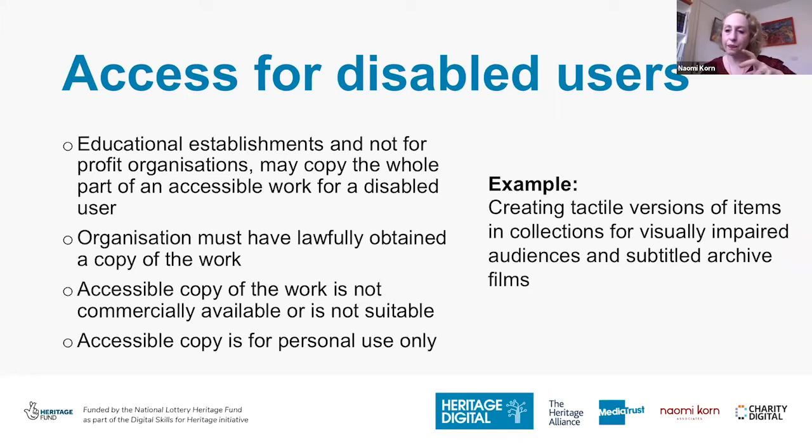Now, the bit here to be aware of is that if the accessible version that perhaps a user or visitor needs for accessing your collection item is available commercially, that should be the first point of call, i.e. they should buy the commercially available copy. They can't rely on the exception, but if there is no commercially available version to which they need to access that work, and in many cases there won't be because our items are unique, then this is where this exception kicks in. Okay, and you've got an example here as well about creating tactile versions of items in collections. So that could be 3D versions that people could touch and feel in order to better be able to access the items due to specific accessibility requirements they may have.